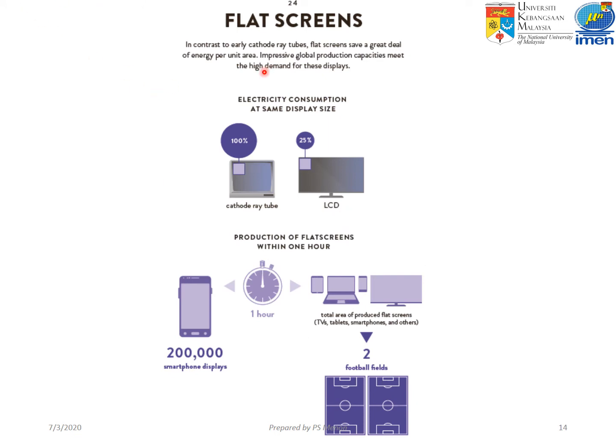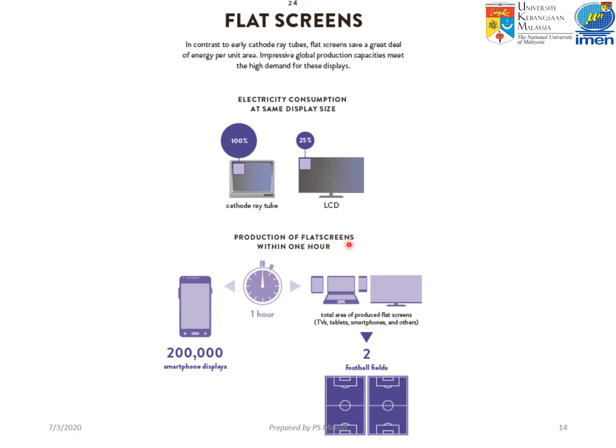Flat screens. In contrast to early cathode ray tubes, flat screens have saved a great deal of energy per unit area. So the impressive global production capacities meet the high demand for these displays. Let's compare the electricity consumption at the same display size. This is a cathode ray tube, the TV of those days, but nowadays it is replaced with liquid crystal display, LCD. The electricity consumption is 100% in a cathode ray tube versus only 25% in an LCD.